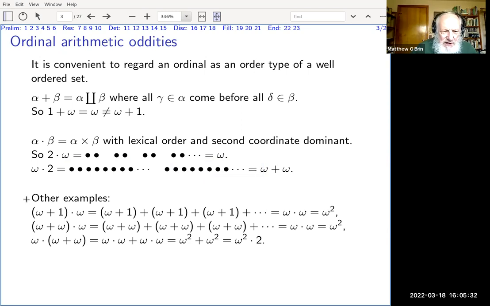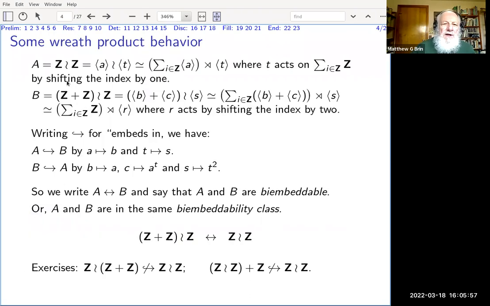If you do something like take omega plus 1 and multiply it by omega, you string out all the omega plus 1s. Each one gets absorbed by the following omega, and you just end up with omega squared. Similarly, omega plus omega times omega gives you the same result. Do that in the other order, and it's quite different. Okay, what does this have to do with groups? The Wreath product is going to show up, and I'm very reluctant to define it.